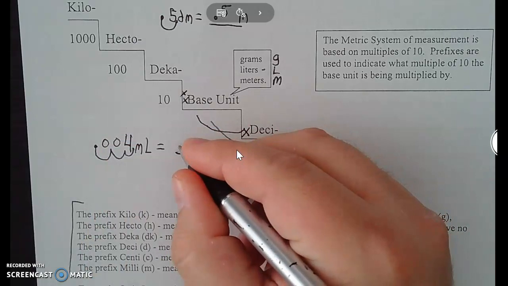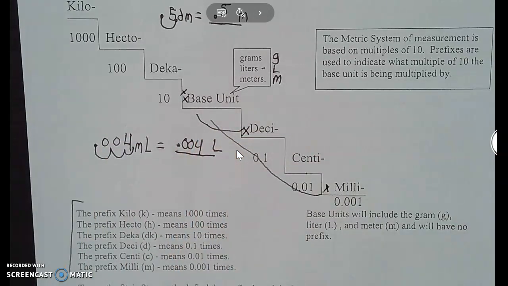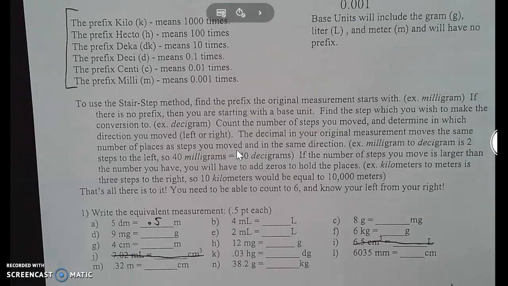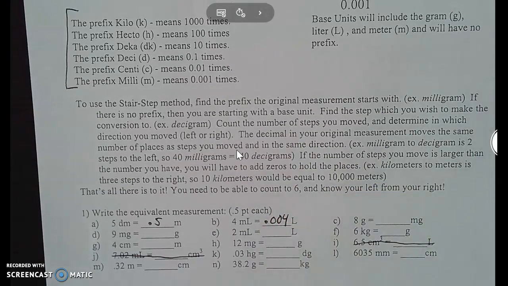This will make my answer 0.004 liters. Write that on the bottom. 0.004 liters. Let me show you one more.